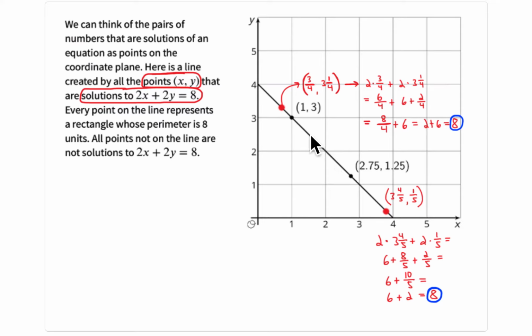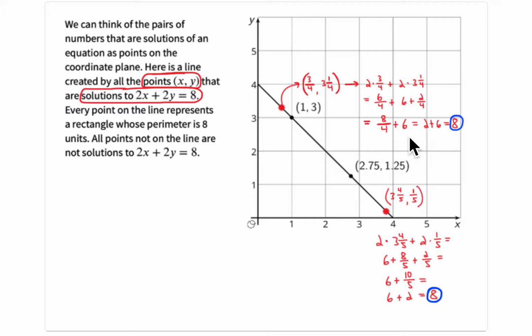And if I double the length and double the width, so I take the x-coordinate and double it, and I take the y-coordinate and double it, add those together, I will get an answer of 8 units. Every single point on this line gives you a rectangle that has a perimeter of 8 units.